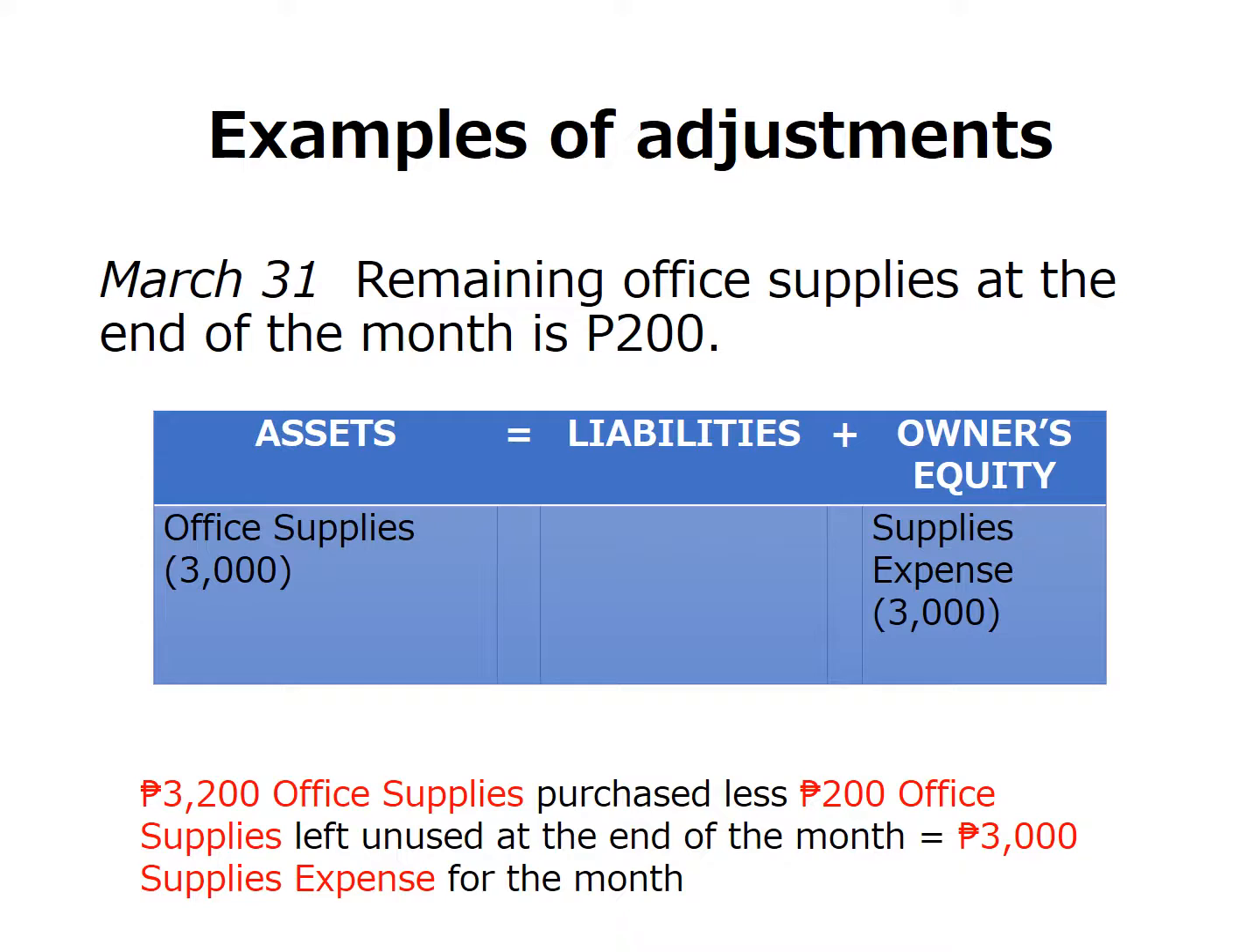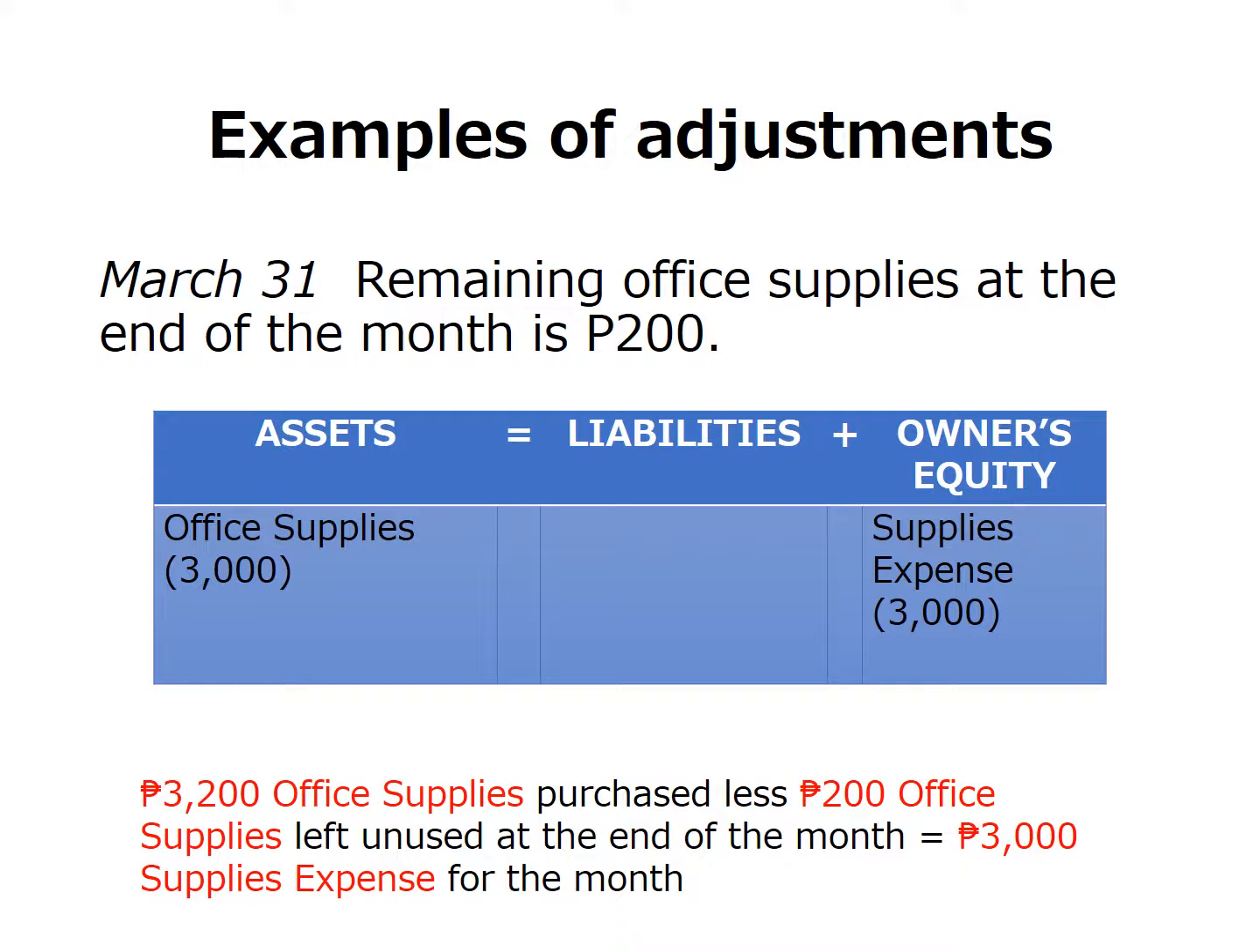Supplies expense increased 3,000 pesos. This pertains to the used office supplies. A consumed or used office supplies is called supplies expense. So again, office supplies decreased by 3,000 pesos. Supplies expense increased by 3,000 pesos with a corresponding decrease in owner's equity.